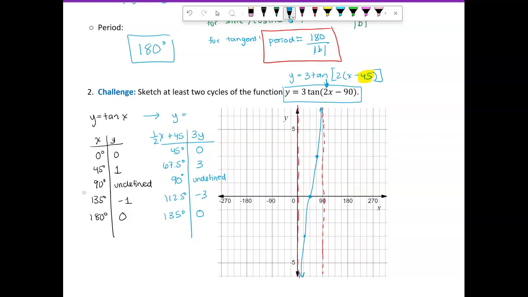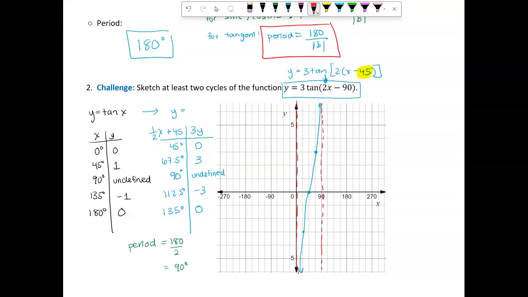And that makes sense if we think about how our period has changed. Here's our period, which is 180, that is divided by 2 because of our horizontal dilation. So now it should be 90. So we can draw a second one to continue this cycle right over here. And there you have it.